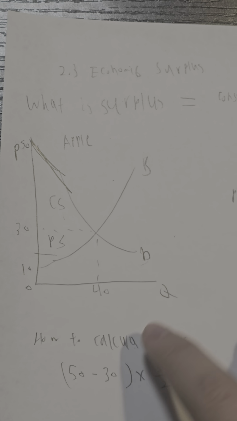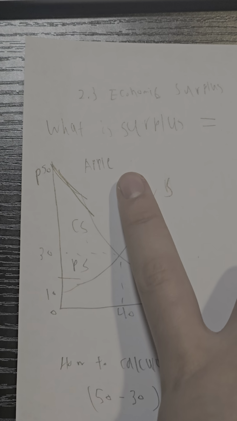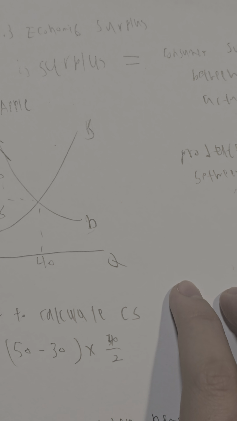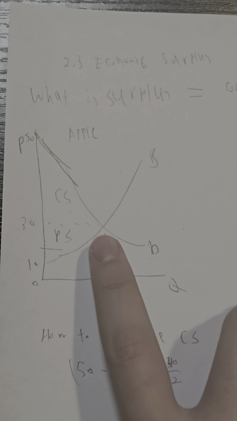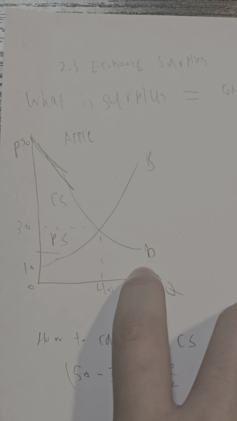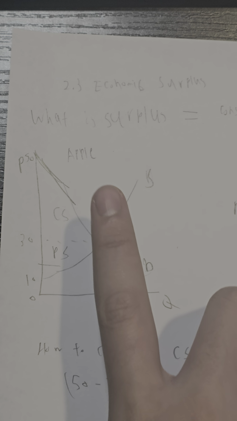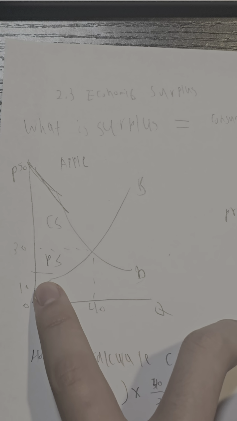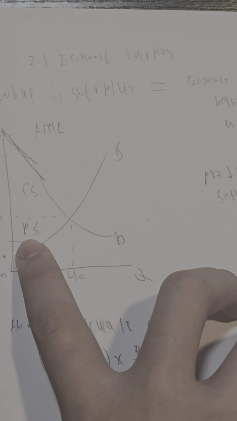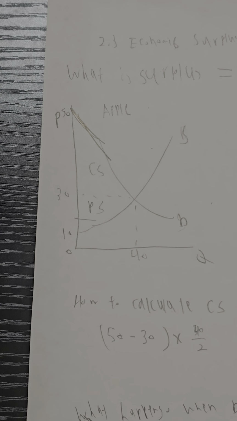As you can see in this graph, this is the graph for the Apple. Where consumer surplus exists in the market is, if you look at it, there's an equilibrium point right here between supply and demand. Right at the equilibrium point, the one above is consumer surplus, and the one below is producer surplus.